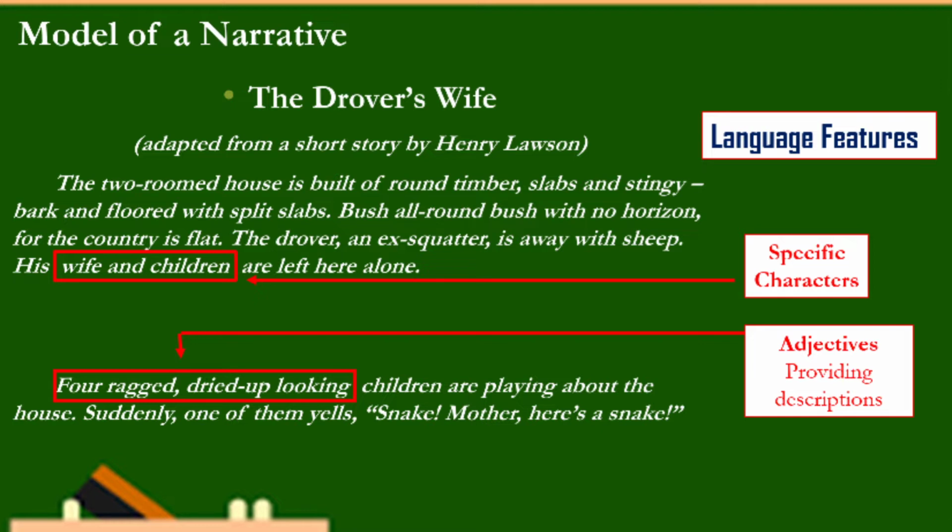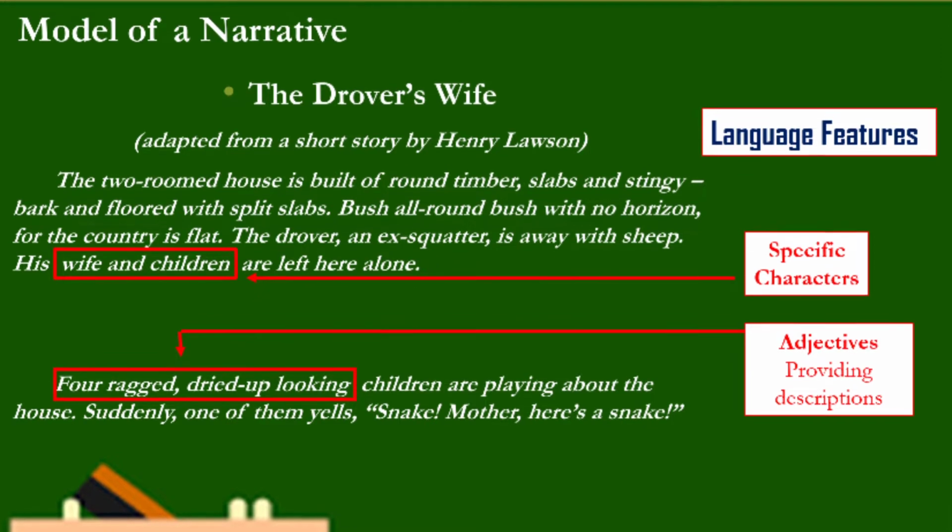So in language features, we have here specific characters, the wife and children. So you can find it here. The next is adjectives. So we can have here providing descriptions for rugged, dried looking. That is the description for the character, the children.